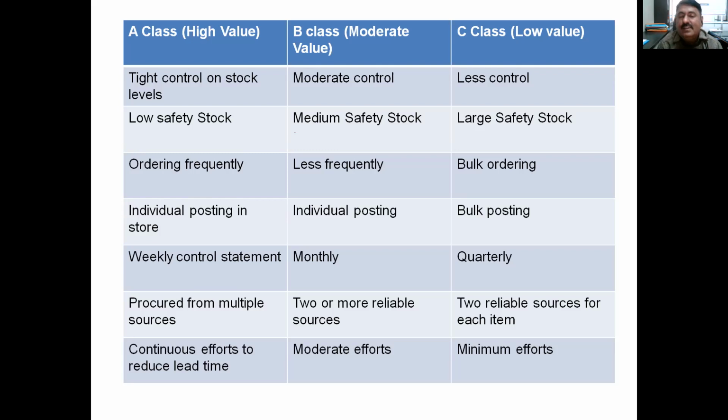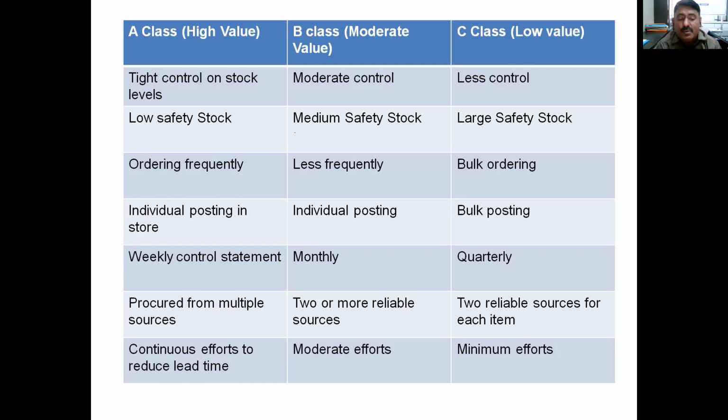Whatever wires are required for 2 years, or the estimate for nuts and bolts for 2 years, will be ordered in bulk quantity. Individual posting in store: A class items have good value, so they have separate space for storage. B class also individual posting. C class bulk posting. Then A class weekly control statement, because the components in A class have more value. Then B class monthly and C class quarterly, no problem.